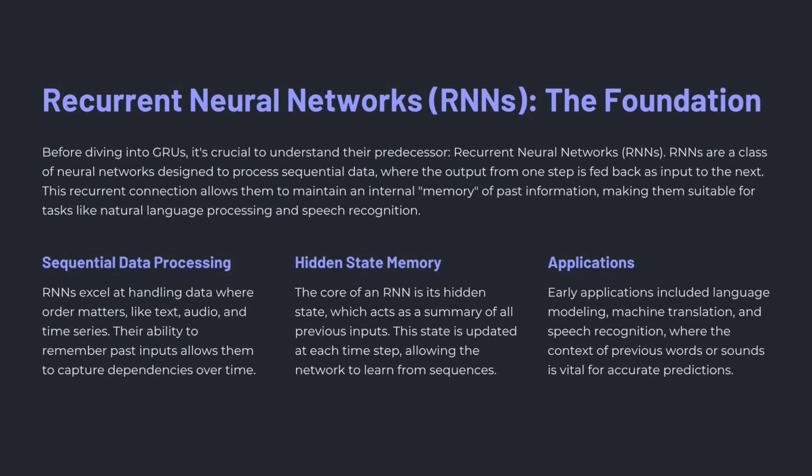Before we get into GRU, it's important to understand the foundation they are built on, the recurrent neural network or RNN. Unlike traditional feed forward networks, RNN are designed to handle sequential data, where the order of information matters. This could be a sentence, a sound wave, or stock market trends. RNN work by maintaining a hidden state, a kind of short-term memory that summarizes all previous inputs. This hidden state is updated at every timestamp and helps the network make context-aware predictions.